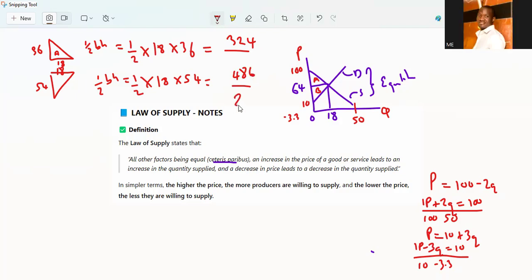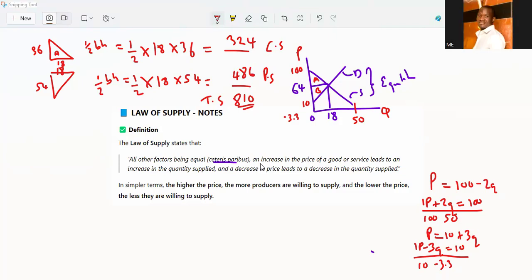So 810 will be what? Equilibrium, the total surplus. Consumer surplus is area A, producer surplus is area B, and the total surplus is what? The sum total. Okay.